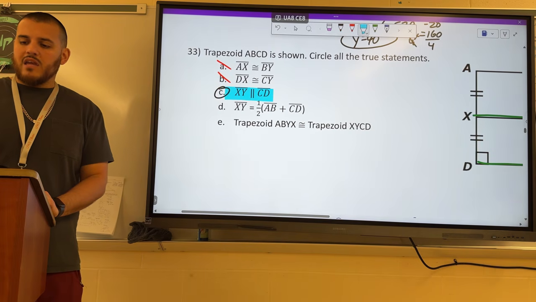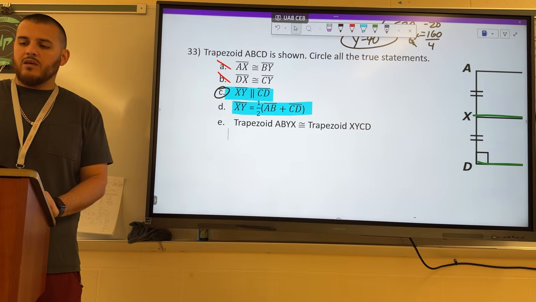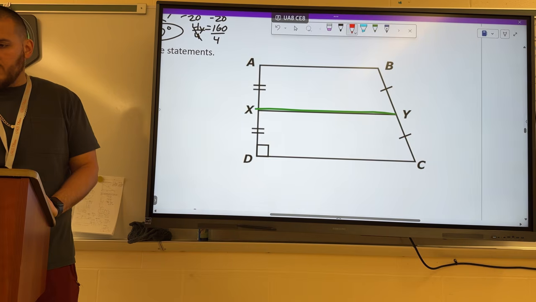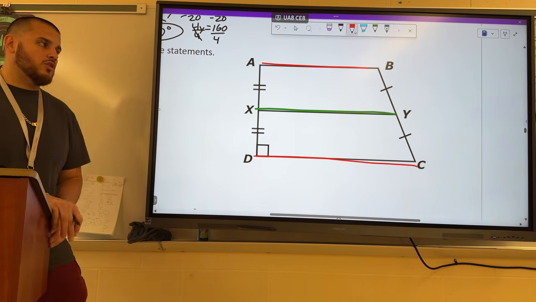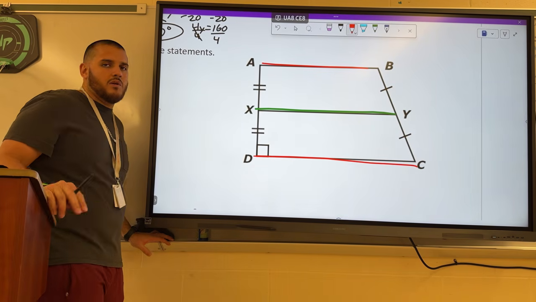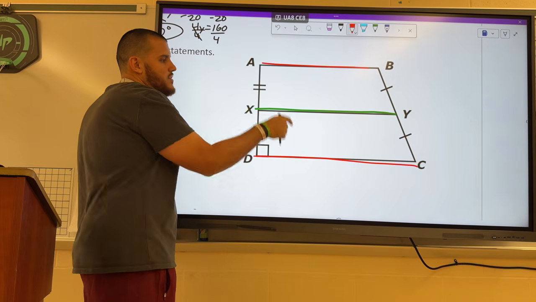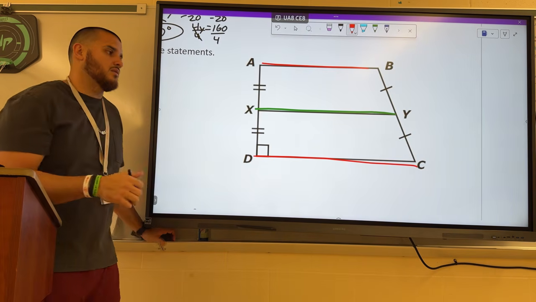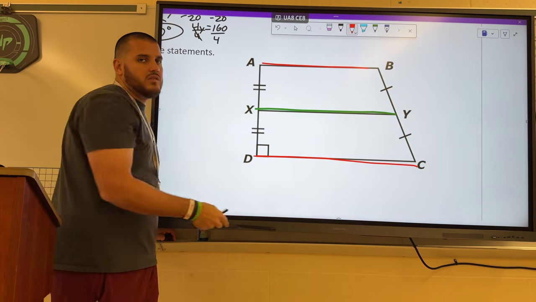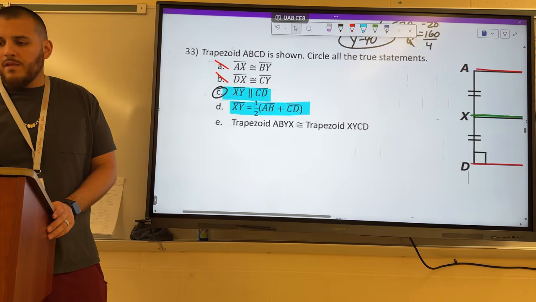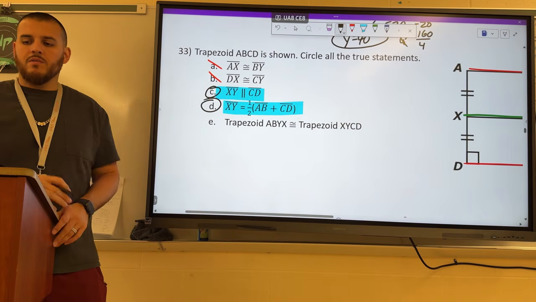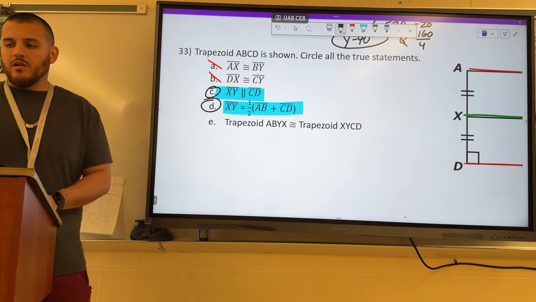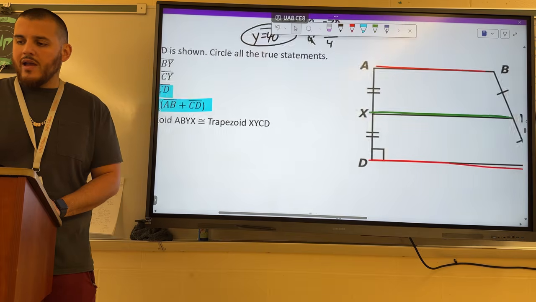The next one says that XY is half of AB plus CD. So that green is half of AB plus CD. This is true. This is how you find the length of a midsegment on a trapezoid. It's just the average of the bases. So whatever this is plus whatever this is, divided by 2. The same thing as 1/2 of the sum of those two measurements. That is absolutely true.